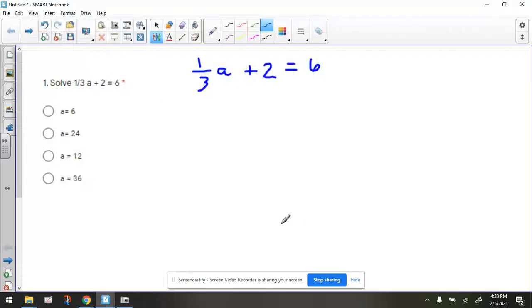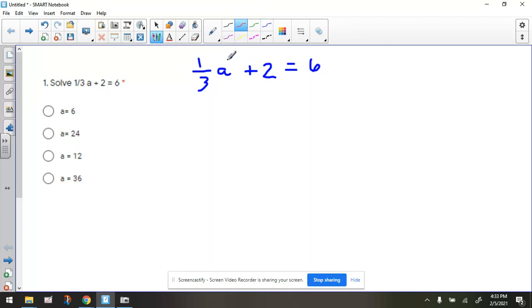So I put the first one on a Smart Notebook file, and I rewrote it because I'm not a big fan of this format. So we're looking at 1/3 times some number plus 2 equals 6. Now we always have the option when it's multiple choice to just substitute in the value and see which one makes it true. But sometimes you don't have that option. You really need to know the actual algebraic process to solving, just in case you don't have multiple choice. So let's go through that process.